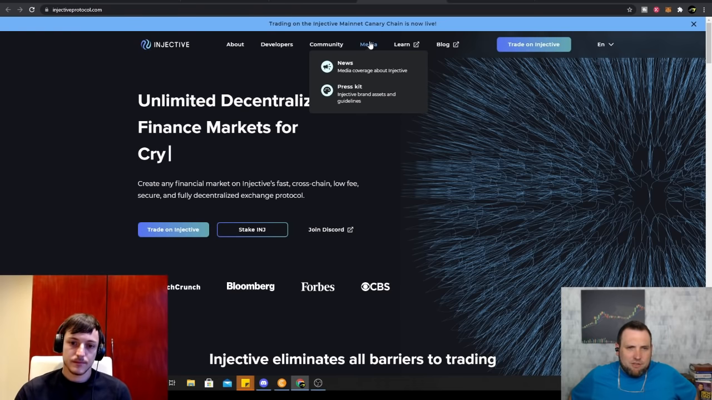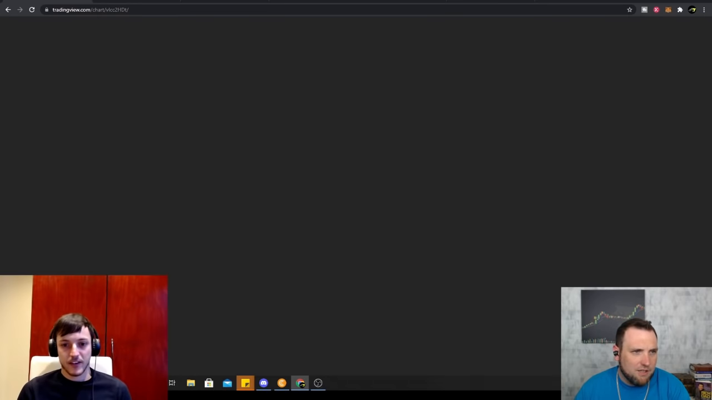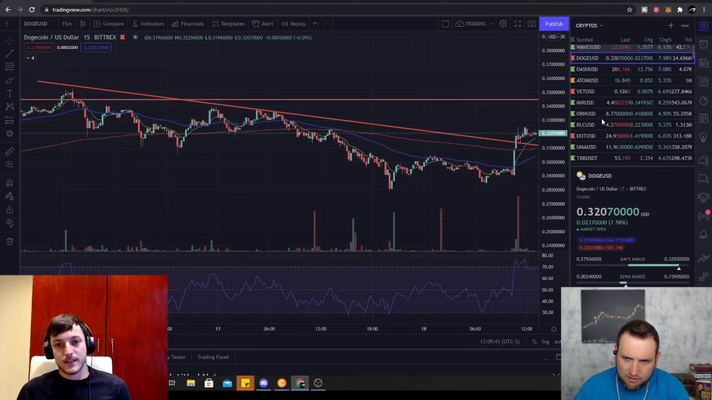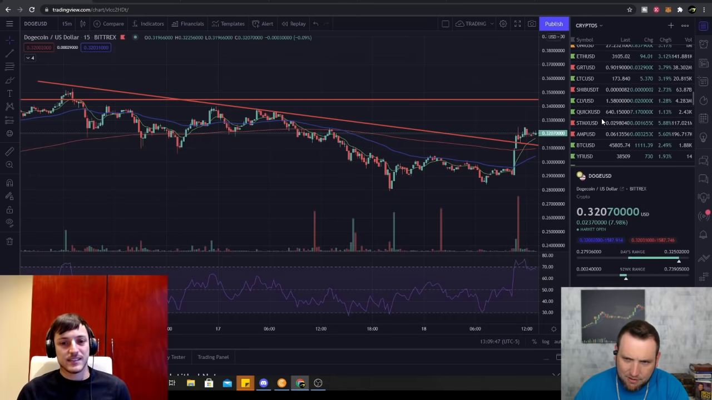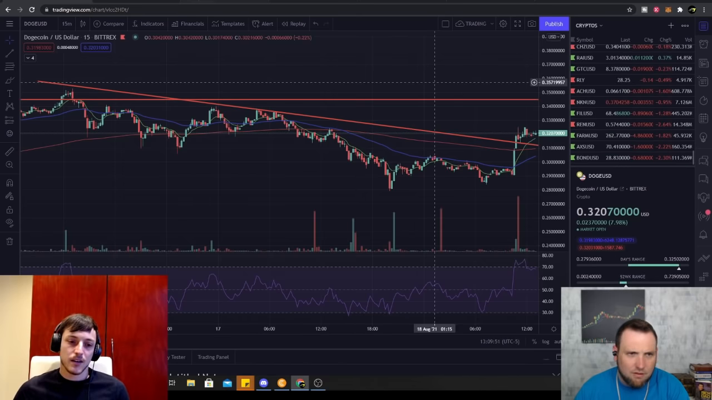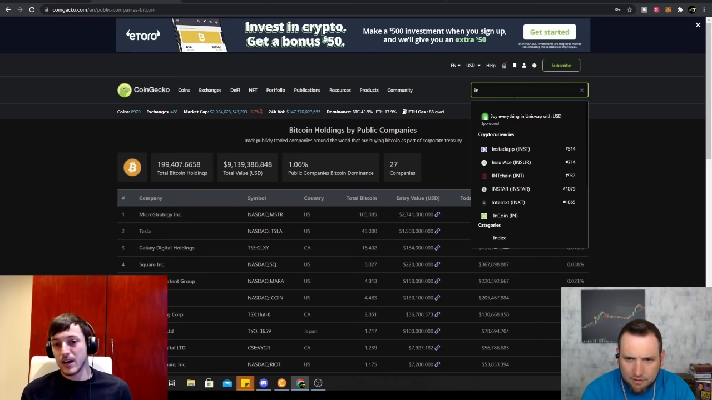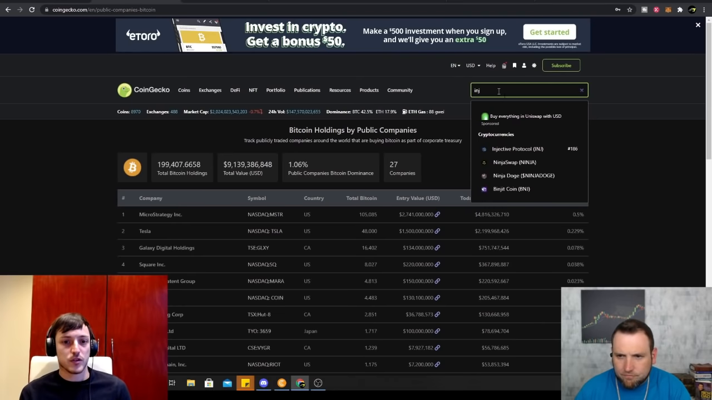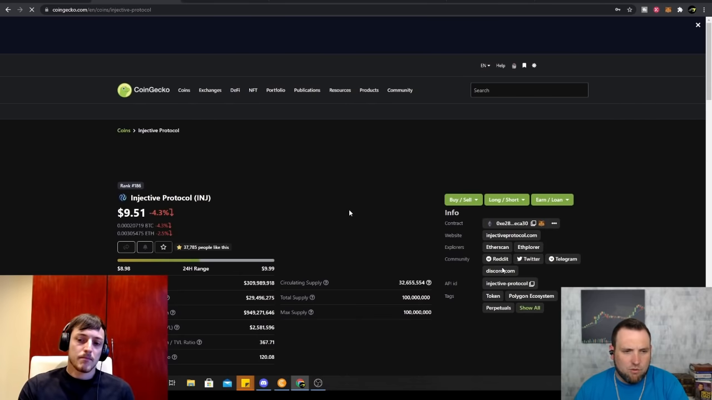What's the ticker symbol for Injective? Just INJ. Very simple. Is that on Coinbase? I don't think so. It has listed on most exchanges now, Injective. They actually had a period of time where they would get listed on Huobi and Gemini, and they're on Binance already. I'm not sure if they're on Coinbase yet or not. I'm pulling up CoinGecko here to see.